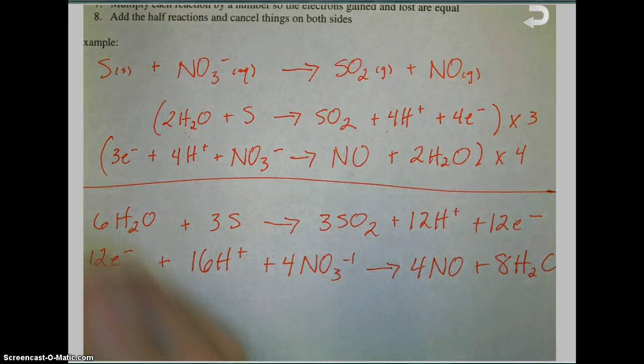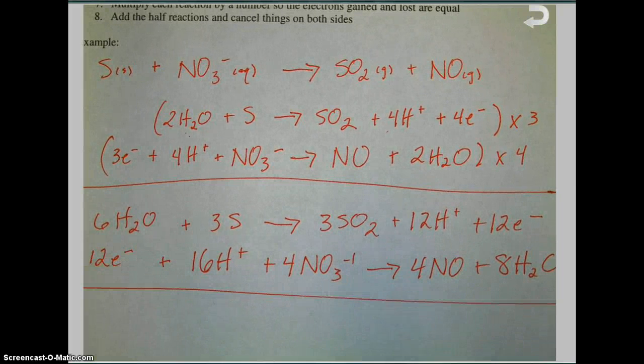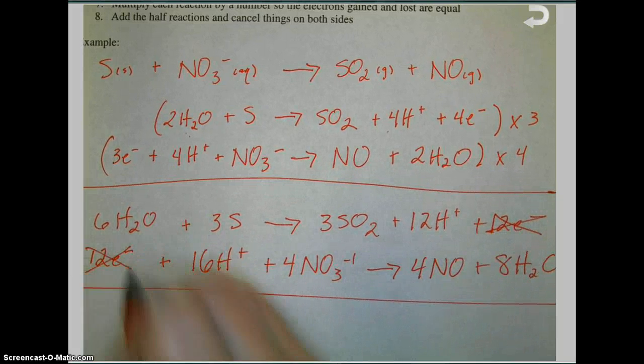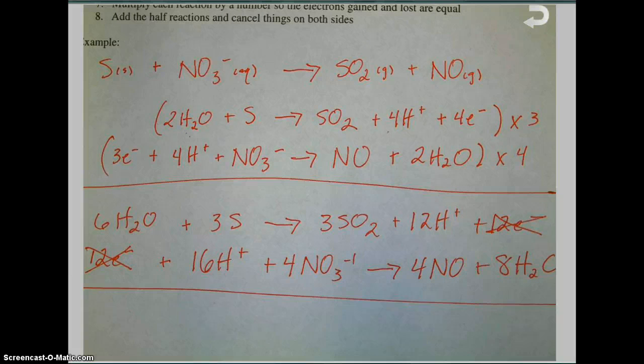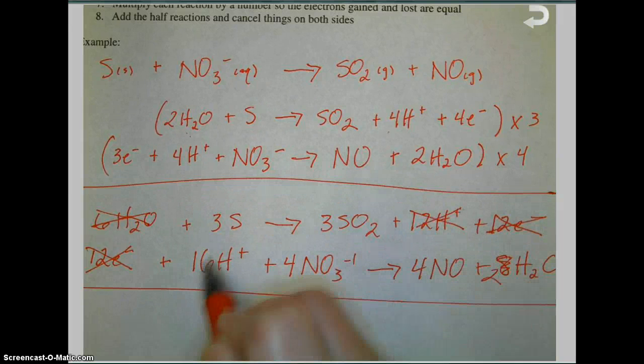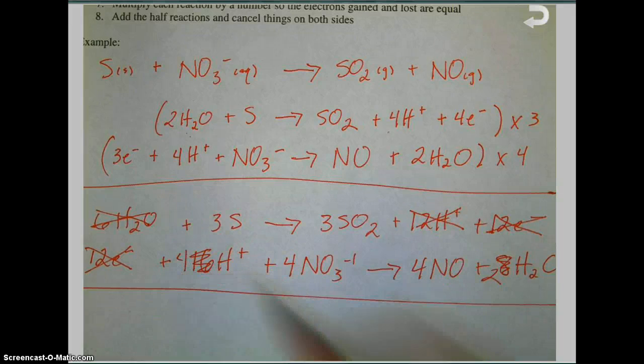So we're going to add these. And when we add them, we can cancel things that show up on both sides, okay? So that means we can cancel our electrons because they show up on both sides. That was the point of the multiplying. We can also cancel all of those waters and have 2 left there. We can cancel all of those hydrogens and have 4 left there.